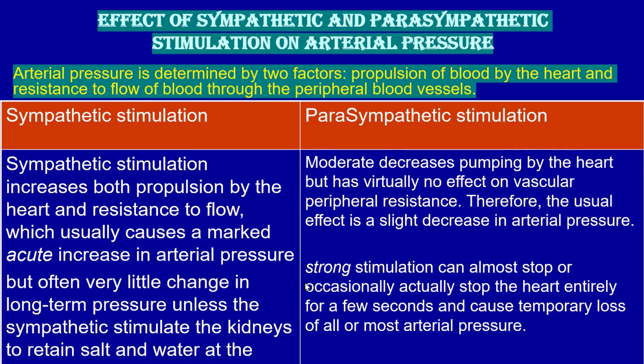The parasympathetic stimulation causes a moderate decrease in pumping by the heart but has virtually no effect on vascular peripheral resistance. Therefore, the usual effect is a slight decrease in arterial pressure. In parasympathetic stimulation, the heart rate and blood pressure are decreased. Strong stimulation can almost stop, or occasionally acutely stop, the heart entirely for a few seconds and cause temporary loss of all or most arterial pressure. This is called vasovagal inhibition.